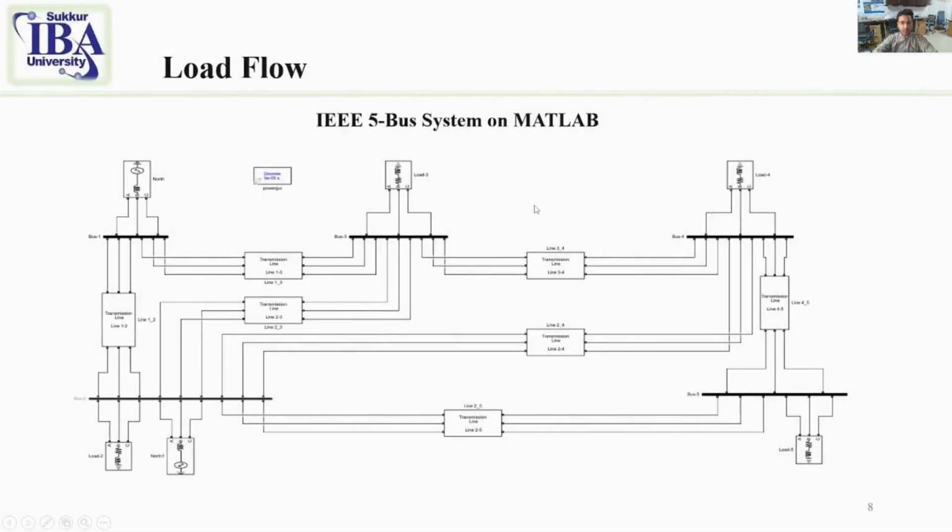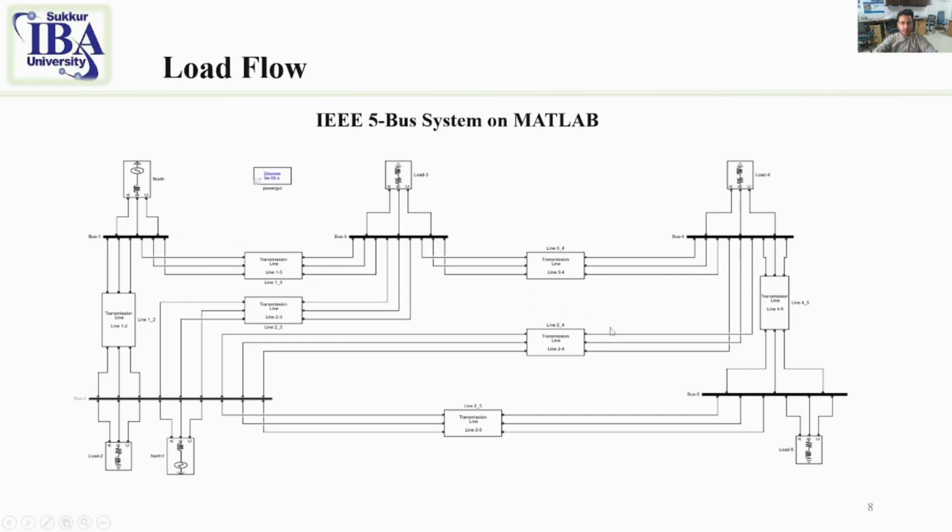So now here we have the 5 bus bar system on MATLAB. We have taken the 5 bus bar data, and for that we will check our data first of all. So we implemented the 5 bus bar system here, you can see on MATLAB. The purpose of implementing this system is to check whether the data that we have taken is valid or not. So we will do load flow for that purpose.